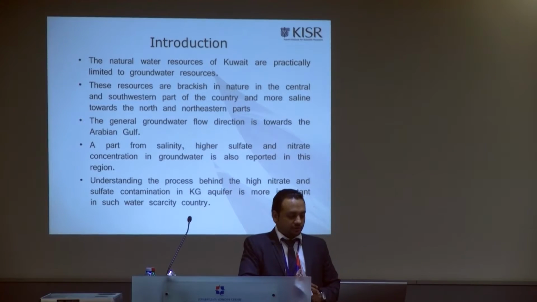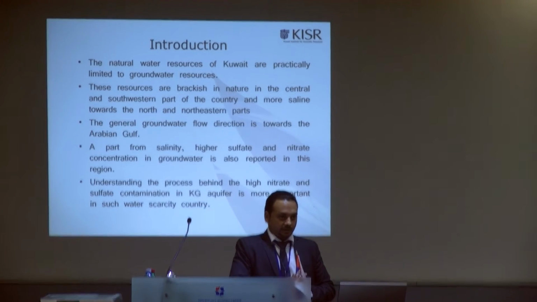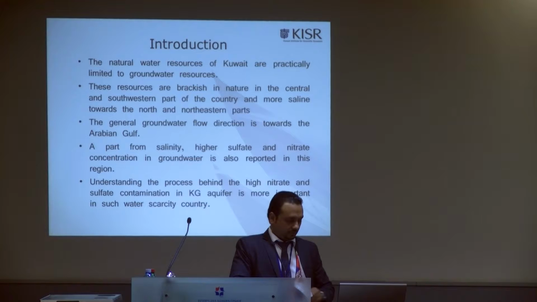So now coming to the subject, the natural water resources of Kuwait are practically limited to groundwater resources. These resources are brackish in nature in the central and southwestern part of the country, and more saline towards the northeastern part. In general, the groundwater flow direction is towards the Arabian Gulf. Apart from salinity, higher sulfate and nitrate concentrations in groundwater are also reported in this region. This is our main concern now, the higher concentration of sulfate and nitrate in the groundwater, where we have very limited resources of groundwater.